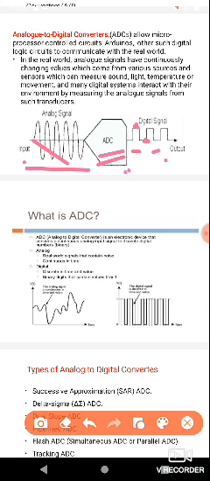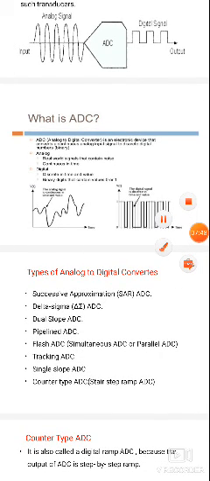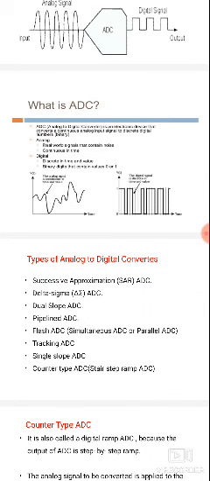So by using an A to D converter, or analog to digital converter electronic circuit, we can convert an analog input voltage into digital output. The analog input amplitude will be continuously changing with respect to time, and it will be converted into digital output. So what is ADC? ADC, the analog to digital converter, is an electronic device that can convert a continuous analog input signal into a discrete digital signal.